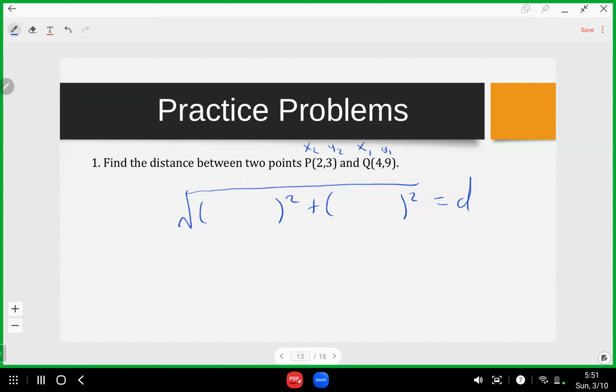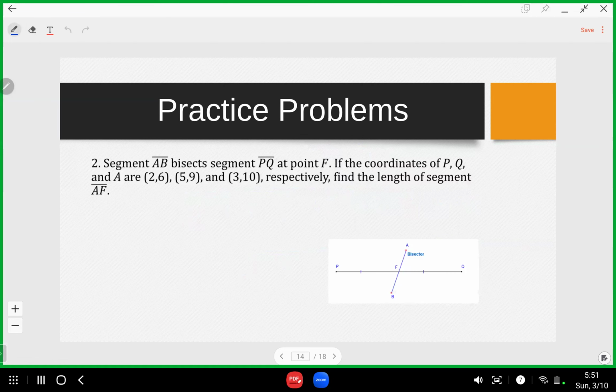Right, so now let's look at this. X1 minus x2, so that's 4 minus 2, and then y1 minus y2, which is 9 minus 3. We have 2 squared, which is 4, plus 6 squared, which is 36. So we have a square root of 40, and I don't know if you know how to simplify these yet, so we're just going to keep it as square root of 40. All right. That's how you find the distance between 2 points using the distance formula.